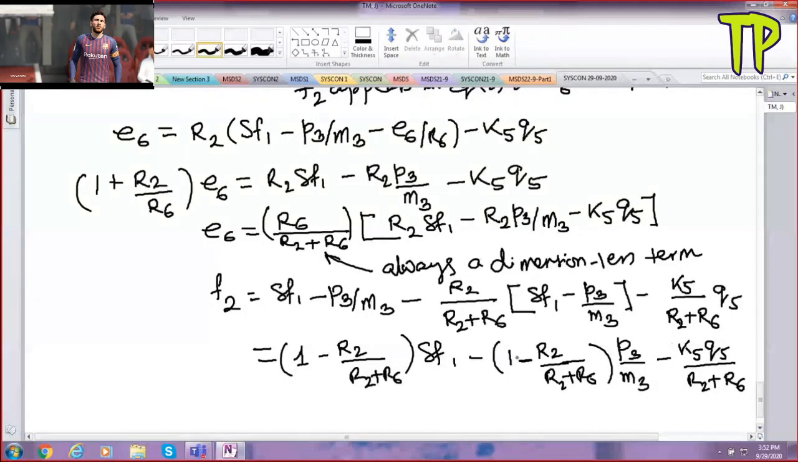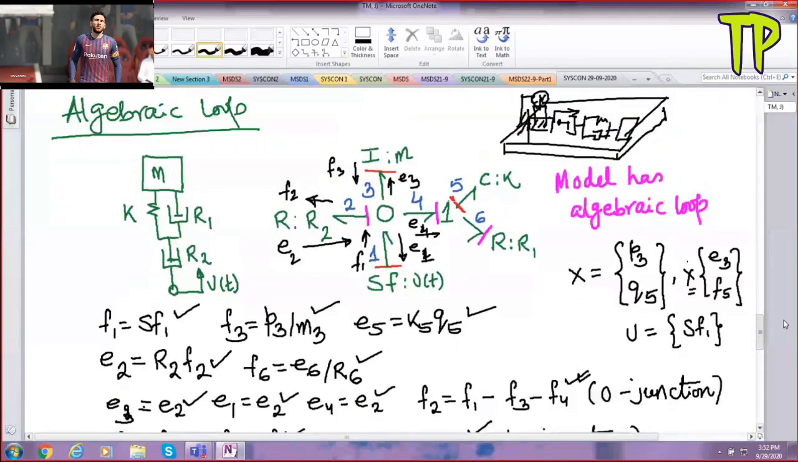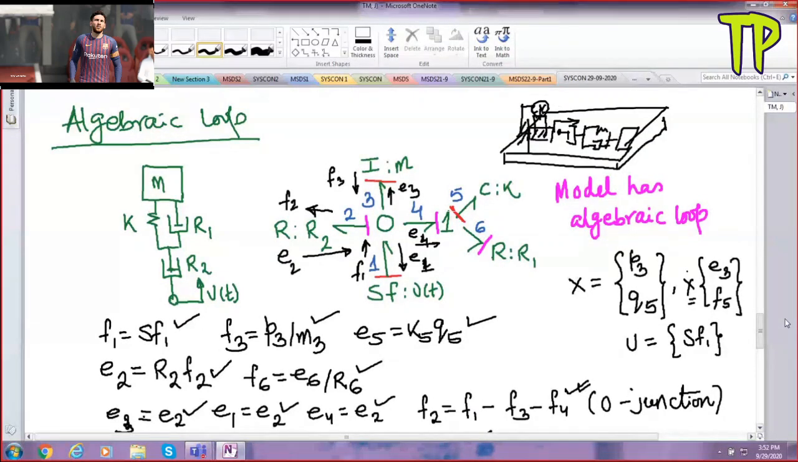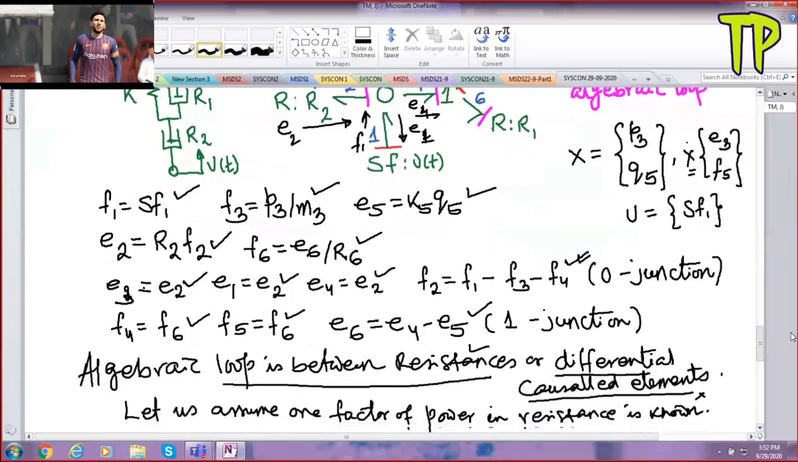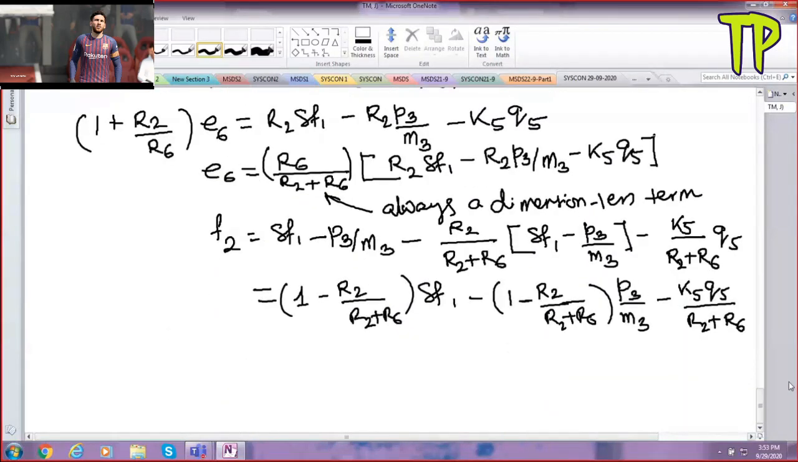Yes. So this is done. Okay. So the whole set of equations is solved. What are our state variable derivatives? P3 and Q5. P3 is the same as F2, and F5 is the same as F4. F2 and F5. Okay. So we require E3 and F5. E3 is E2.